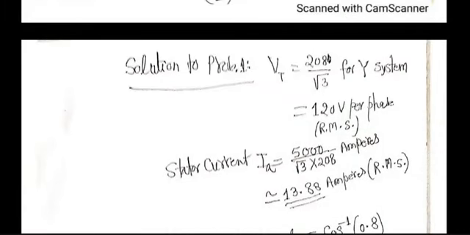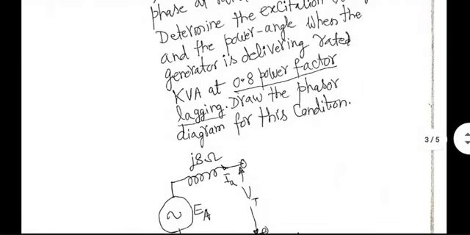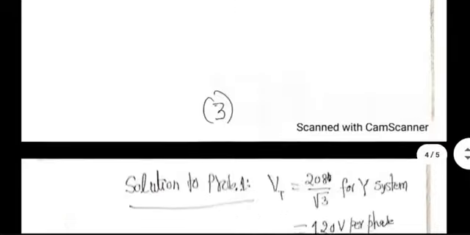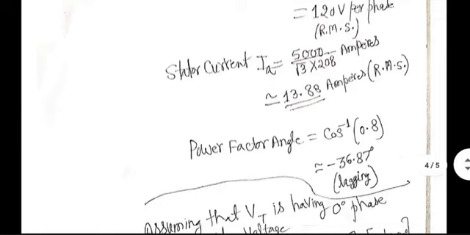The magnitude of armature current or stator current is so much, but actually it is a complex value. This current is lagging compared to VT with a phase angle which will be cos inverse of 0.8. In fact, I have calculated the power factor angle right there. Cos inverse of 0.8 is about minus 36.87 degrees. So the actual IA will be 13.88 with a phase angle of minus 36.87 degrees.